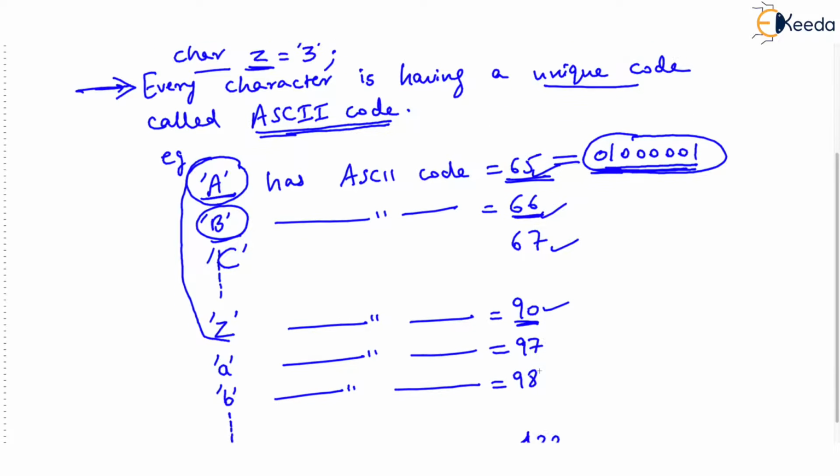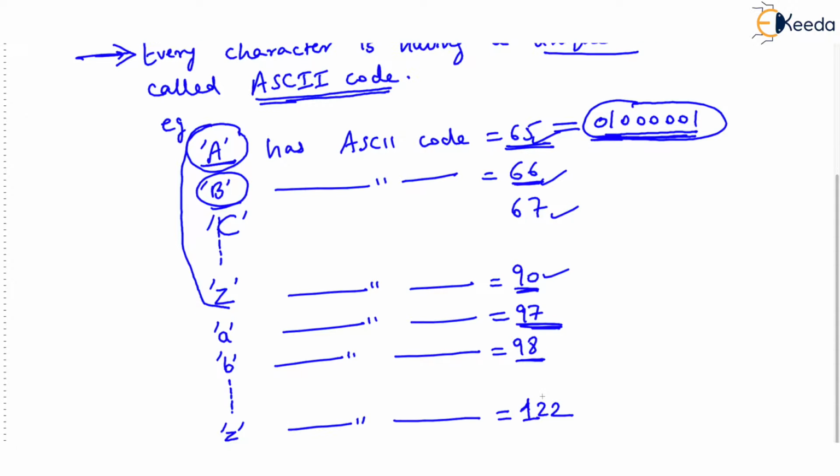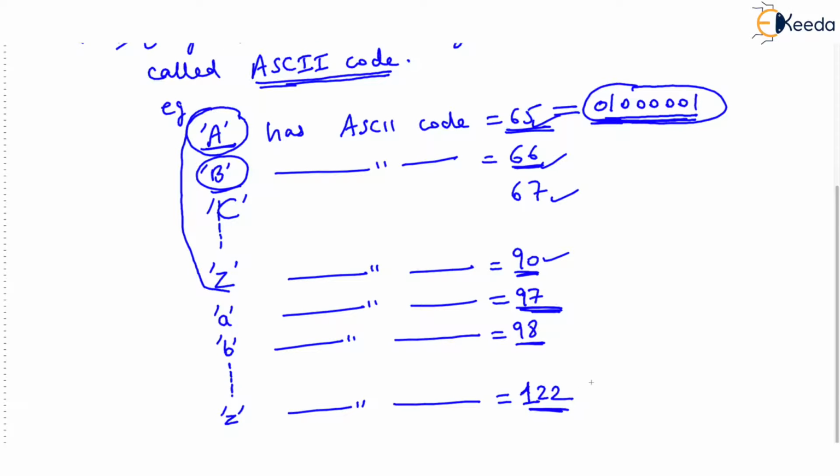So what about small a? You might feel that small a should be the same as capital A. Capital A is 65, so small a should be 65. But small and capital letters are discriminated by our machine. Small a has ASCII code 97, small b will be 98, and small z is 122.